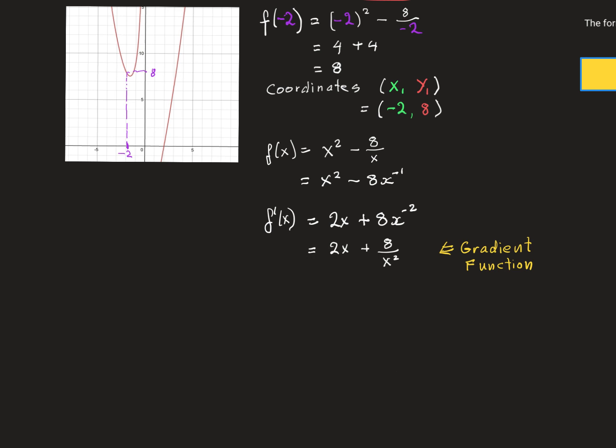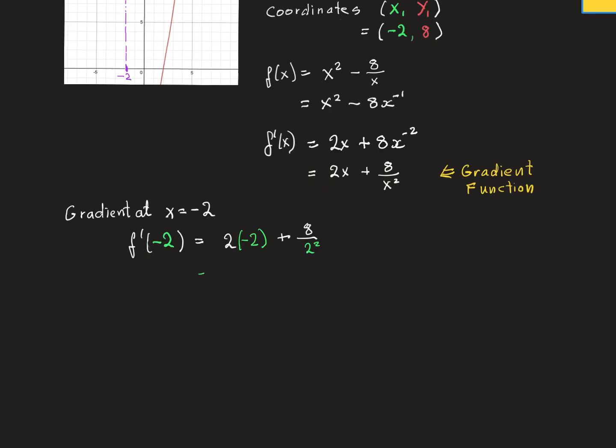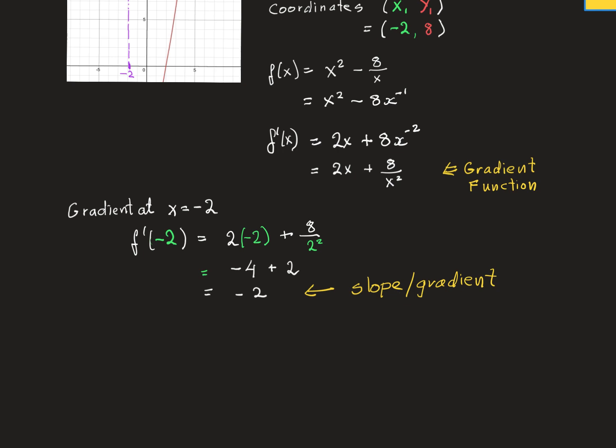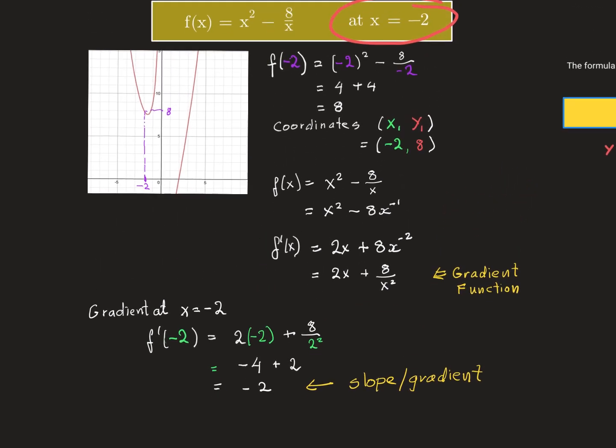And so the gradient at x is equal to -2 can be found by substituting -2 into our gradient function. This will be -4 plus 8 over 4 is 2, so I'll get a -2. So we found that our gradient is -2, which kind of makes sense because if we looked up onto our graph and we try to draw a tangent to it, it will be somewhere along my yellow line, and this line actually indicates it will be a negative gradient.